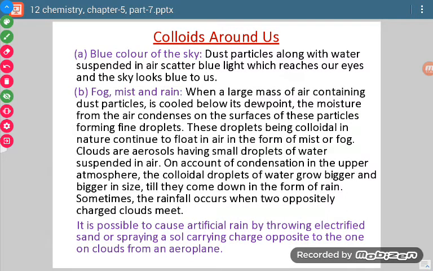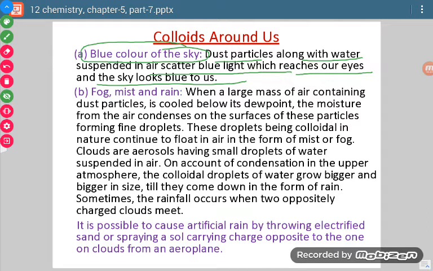Now let us discuss where we can see colloids in our daily life. The very first thing is the blue color of the sky. We know that in air, dust particles are present, then water molecules are present, suspended in air. They scatter blue light, which reaches our eye, and the sky looks blue to us. We know that light is made up of 7 colors, so it scatters blue light and we can see the blue color of the sky.